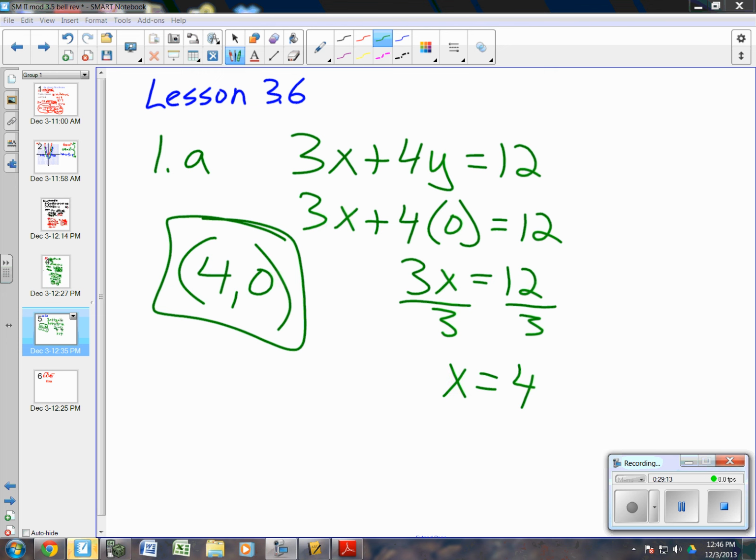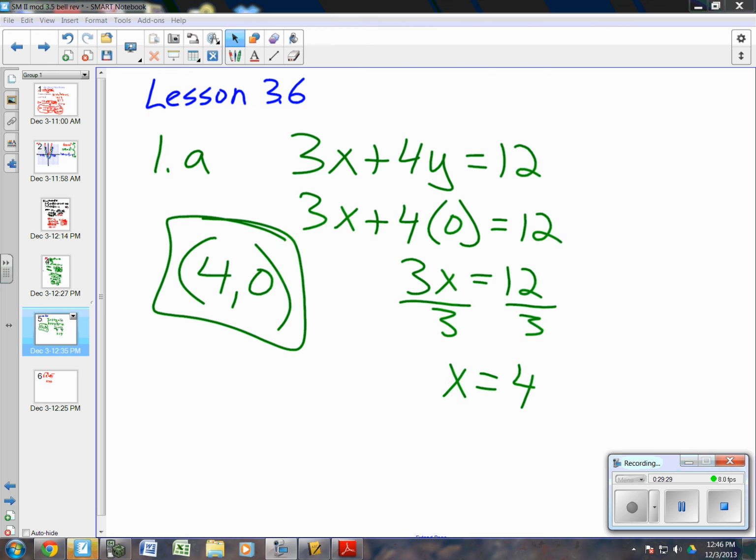Because this is an ordered pair, it's a point on the graph. You go to 4 comma 0 and you put a point. Okay? Now, I'm not going to be able to answer the last part of that equation until we've done all of these. So this is what I want you to do.